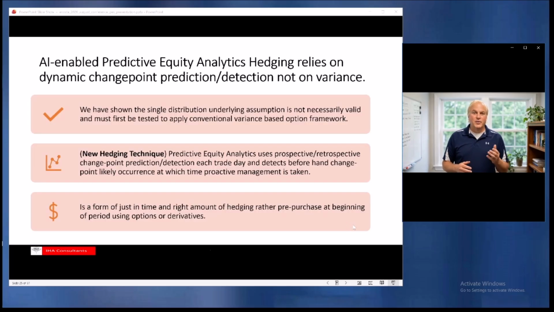AI-enabled predictive equity analytics hedging relies on dynamic change point prediction and detection, and not on variance. It uses prospective and retrospective change point prediction each trade day and detects beforehand when a change point is likely to occur, at which time proactive management is taken. It is a form of just-in-time and right-amount hedging, rather than purchase at the beginning of the period using options or derivatives, and as such is the least cost hedging solution.